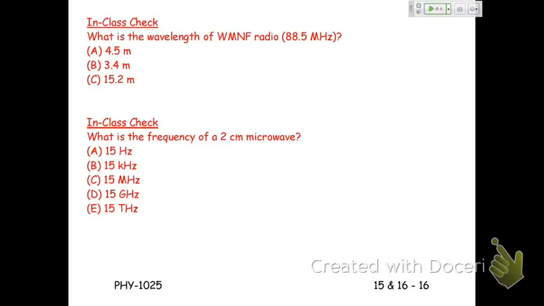So, what is the wavelength of WMNF 88.5 megahertz? The M stands for 10 to the 6, a million.